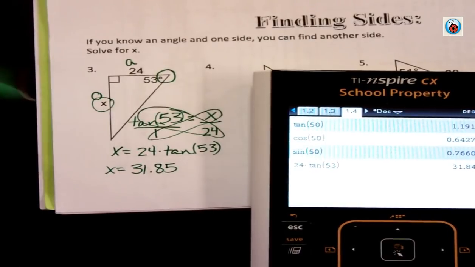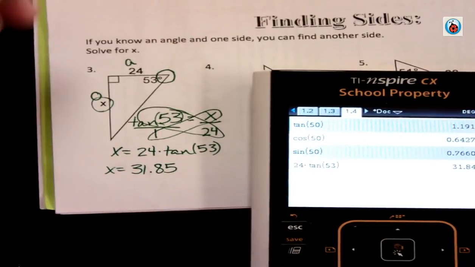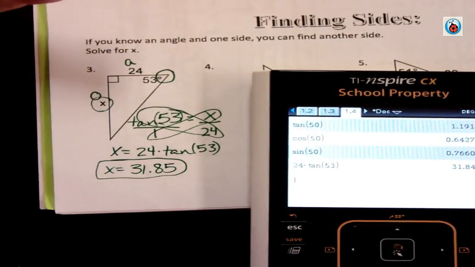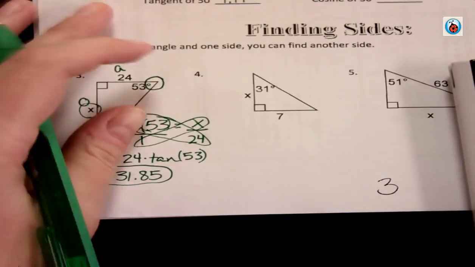What did we just find? If we look back up here, x is the missing side of the triangle. So this side is 24. The other side of this triangle is 31.85. We are done with this one. That is the whole thing. That's what you're doing. Okay, let's move on to number 4.